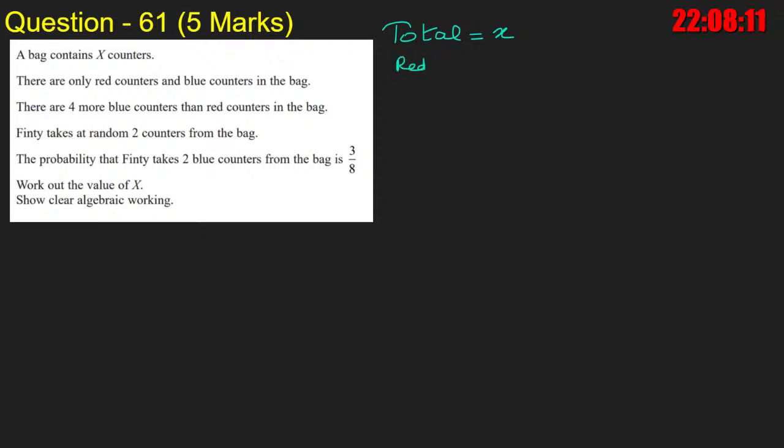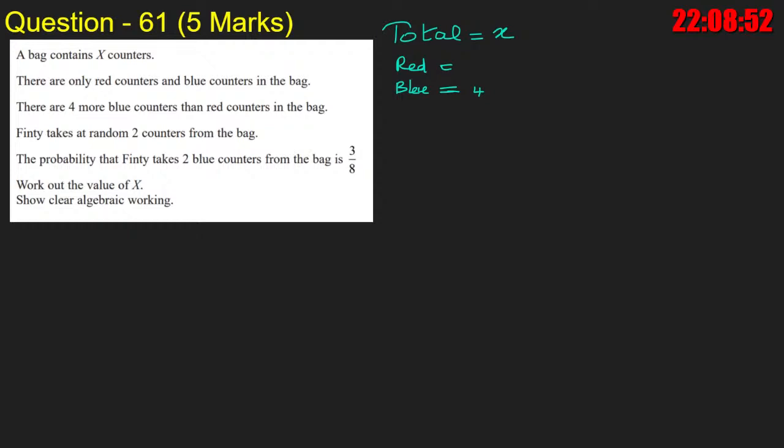So red is, let's say, something we don't know, and blue counters are going to be 4 more, right? So if I put X plus 4, so how is this going to be? Total is X. So this is going to be 4, right? And this is going to be X minus 4. Am I right?